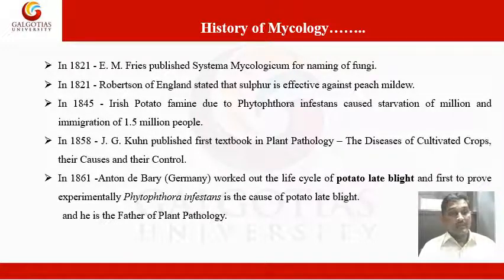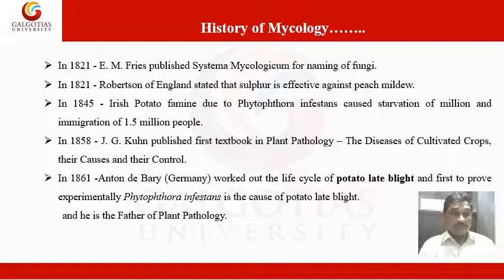And in 1845, as you know, the Irish potato famine due to Phytophthora infestans caused starvation of millions of people, and 1.5 million people migrated. And the next one is, in 1858, J.G. Kuhn published the first textbook in plant pathology. That book was The Diseases of Cultivated Crops, Their Cause and Their Management or Control.